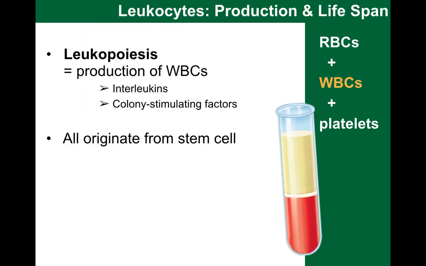I do want to mention quickly a few words about the production of white blood cells. We call this leukopoiesis. This is stimulated by two types of chemical messengers from red bone marrow, interleukins and CSFs, which stand for colony-stimulating factors. And your textbook provides a nice discussion of the production and a really good table too. So I'll leave it to you to review that independently.